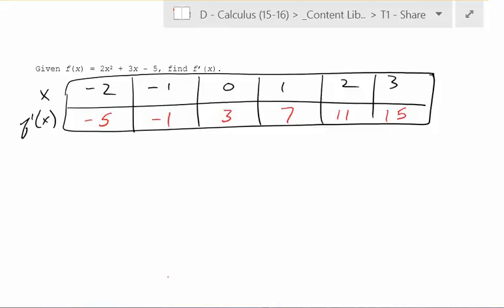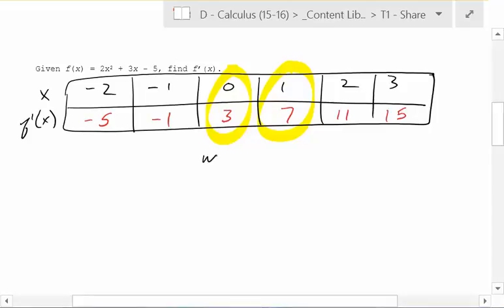Find the slope. Pick any two points and find the slope. So let's say maybe these two points. If you want to find the slope between those two points, it's going to be what minus what on top? 7 minus 3. Over? 1 minus 0. So the slope is going to be 4 over 1.